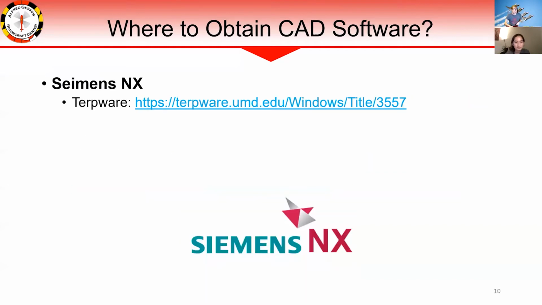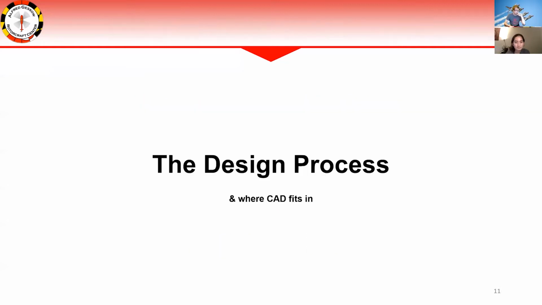Siemens NX you can get on Terpware. I like to think of it as the big brother of SolidWorks. There are a few more analysis tools available, and I believe this is what they use over at SpaceX. So it's very common in the industry, and we have access to it.